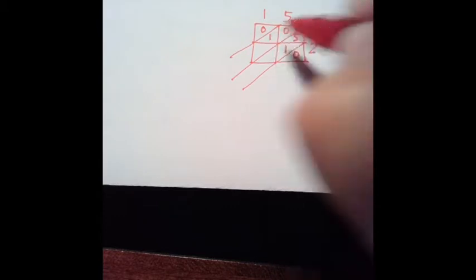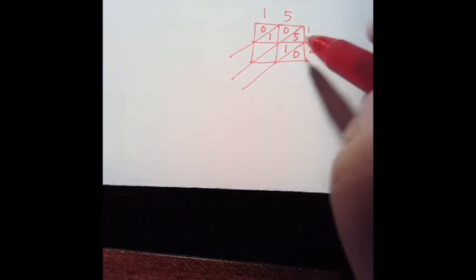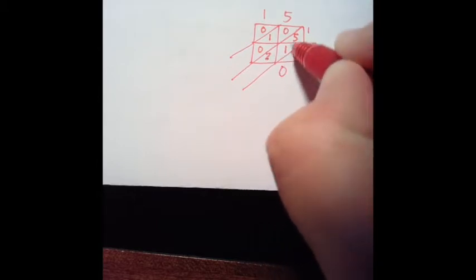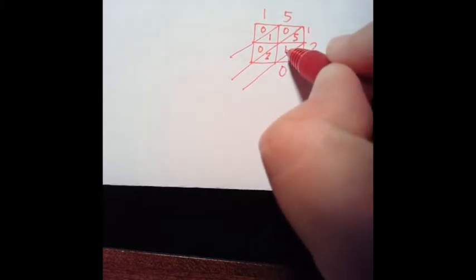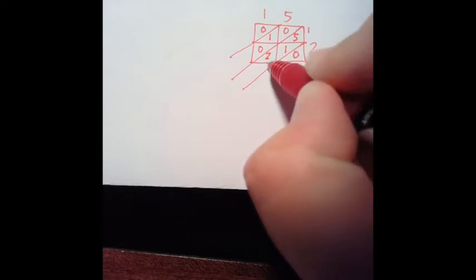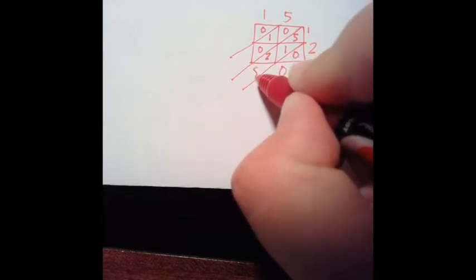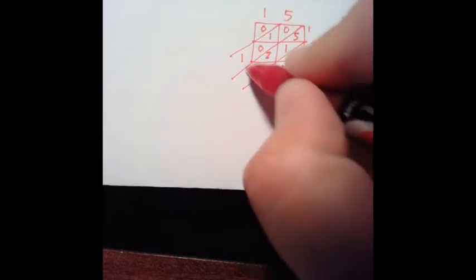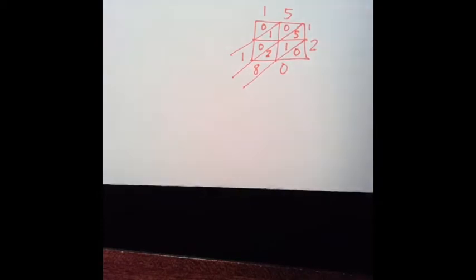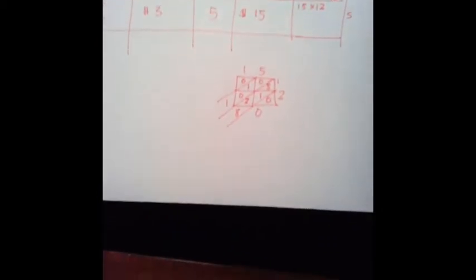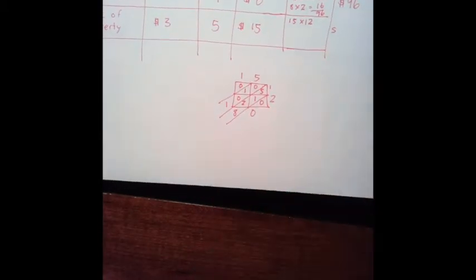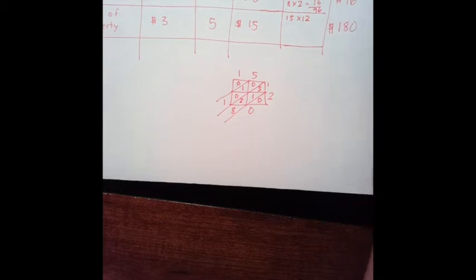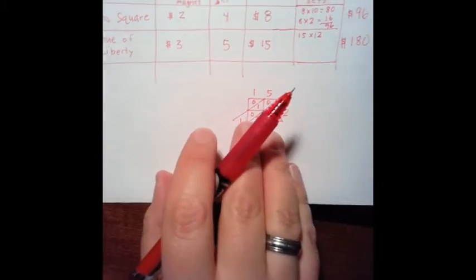Put your placeholder there. 1 times 2 is 2. Get another placeholder. So we've got 0, 5, plus 1, plus 2 is 8, and 1, and then there's nothing here to add. So it's 180. So if I go back up to our table, it's going to cost $180 for the Statue of Liberty magnets.